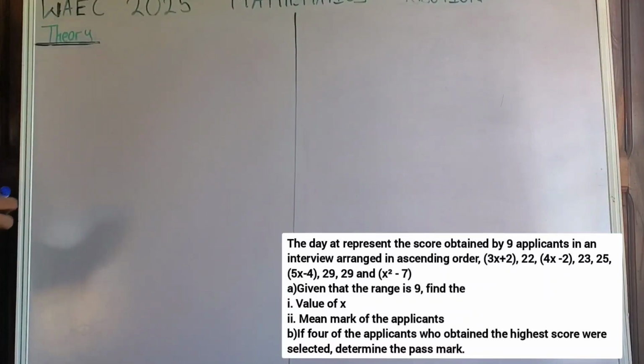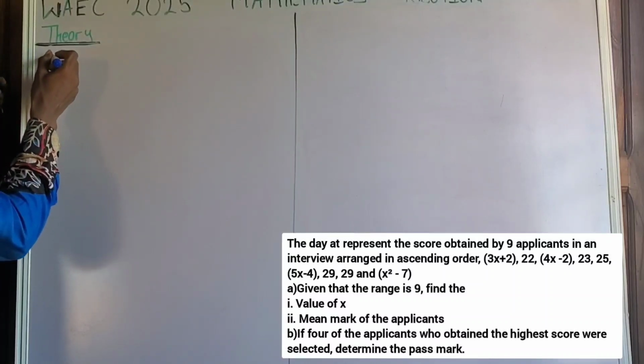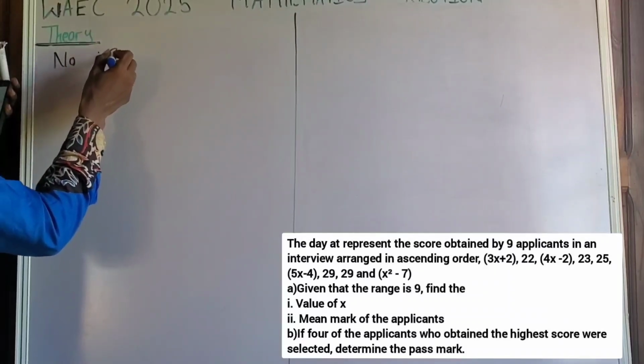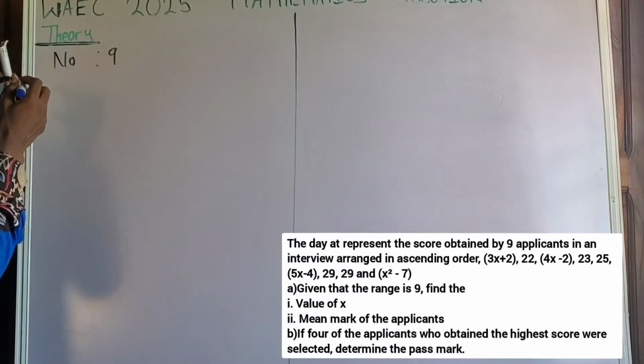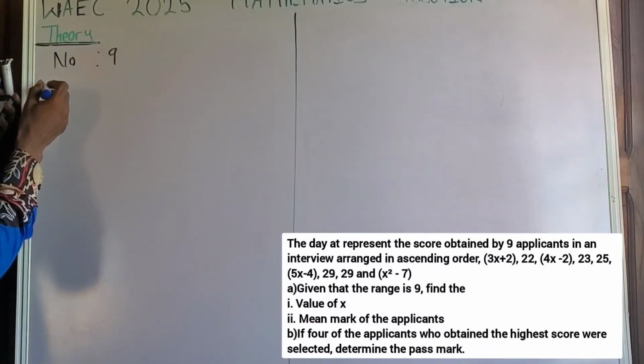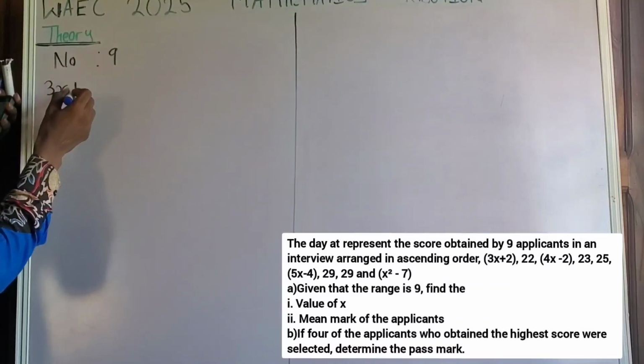Now, this question is coming from a topic known as statistics. Okay, we are given that the data represents the score obtained by 9 applicants. So the total number of applicants is 9. Do you understand? Okay, and these numbers are arranged in ascending order. That means that the lowest is what? 3x plus 2. Do you get it?